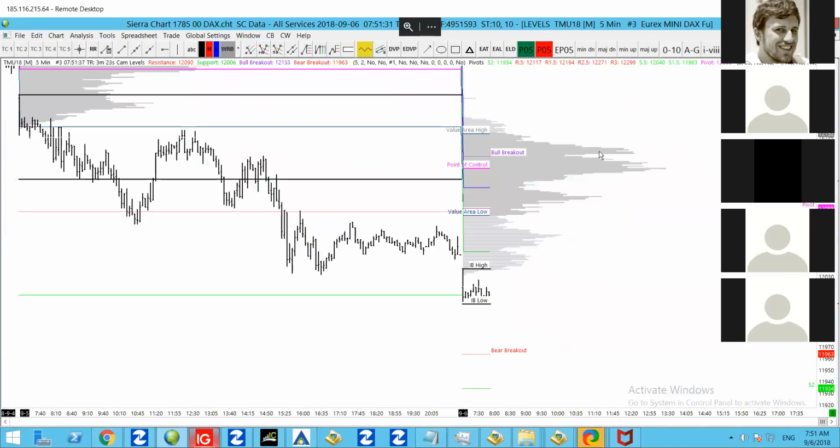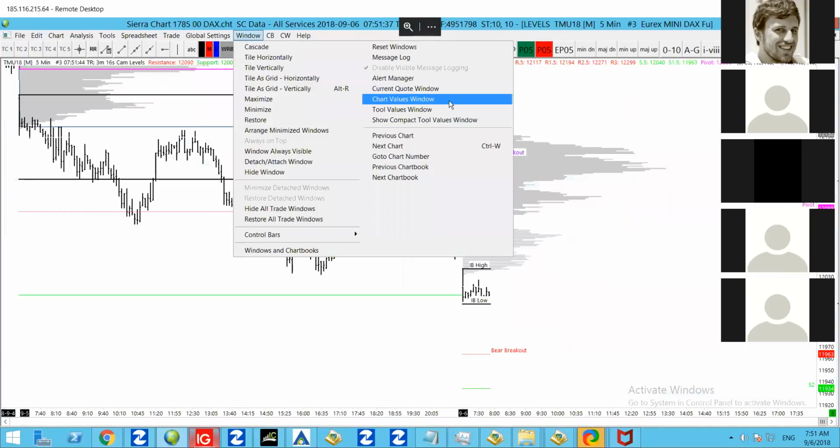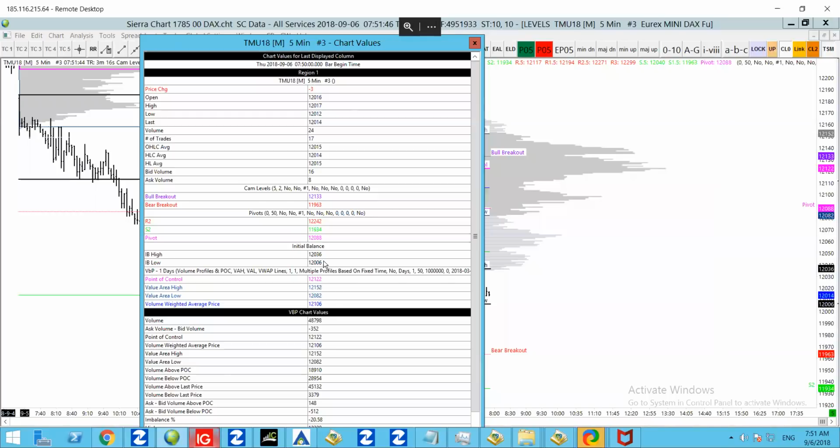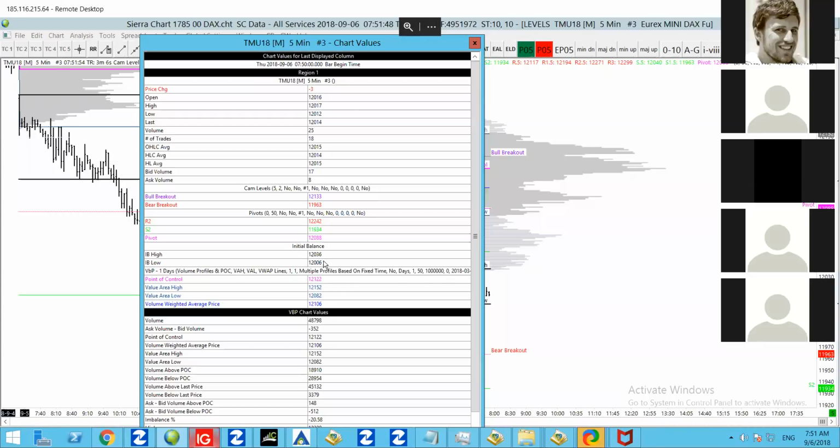But I've got a breakout level at 133. So if we break above that, it could be very, very interesting. Bringing up the numbers. The pivot is at 1288. Point of control is at 122. VWAP at 106. All interesting spots to mark out on the chart. A break above 133 or below 963 could be interesting.